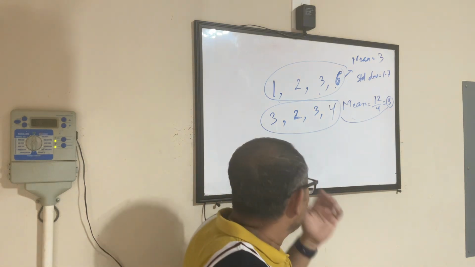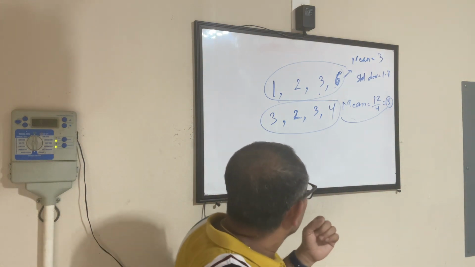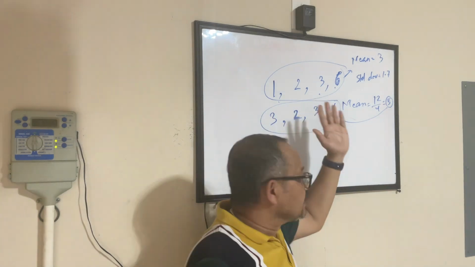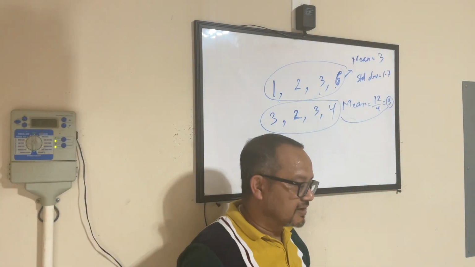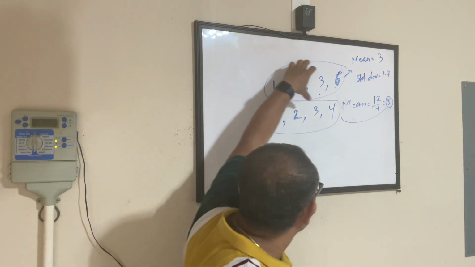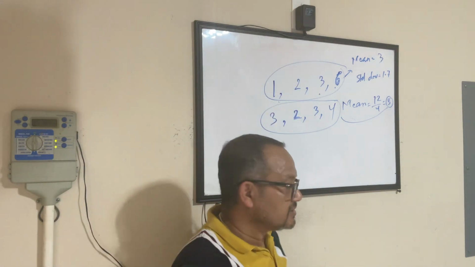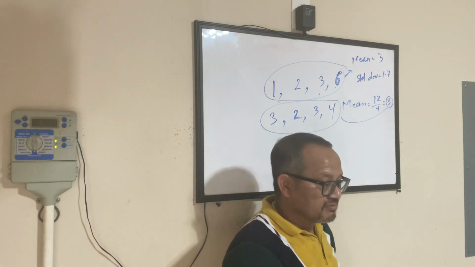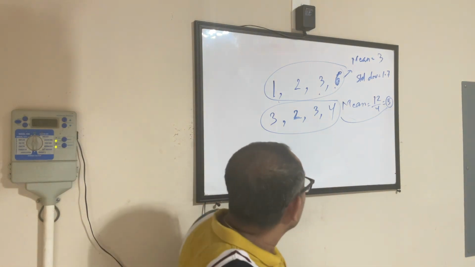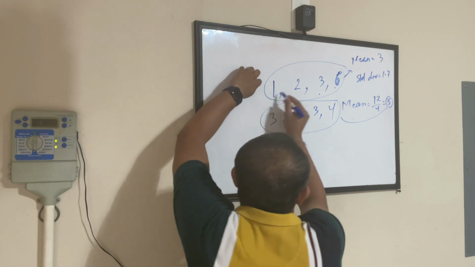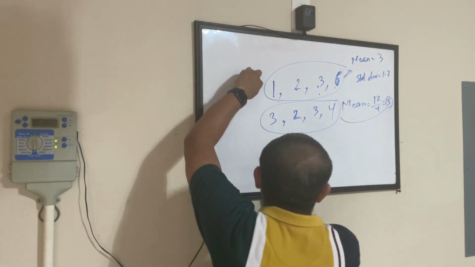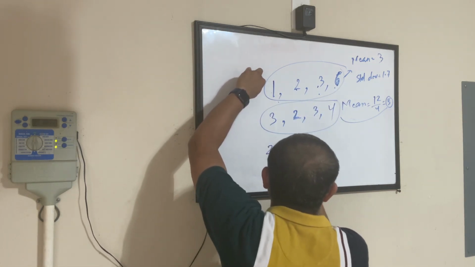Yes, sir. Now, optically you can say that this set of records is different from this set of records. Correct? But your mean is coming out the same. Even if you try finding the median, let's see what happens. 1, 2, 3, 6. Here it is 2, 3, 3, 4.